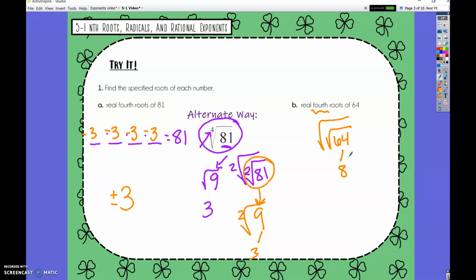And actually, I just realized something. This one won't come out pretty. Believe it or not, I'm glad I saw this. This is actually supposed to be a third root. A little typo there, so change that in your packet.